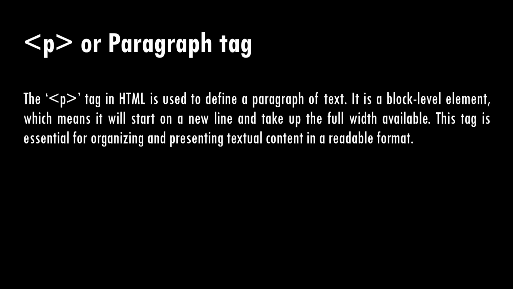P or paragraph tag. The P tag in HTML is used to define a paragraph of text. It is a block level element, which means it will start on a new line and take up the full width available. This tag is essential for organizing and presenting textual content in a readable format. Here is the basic syntax.